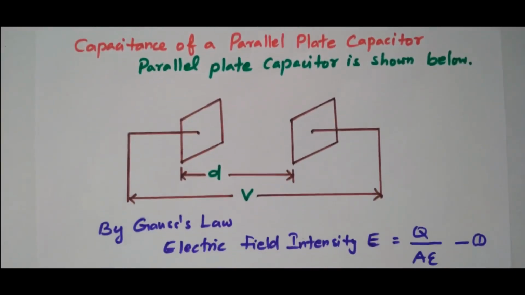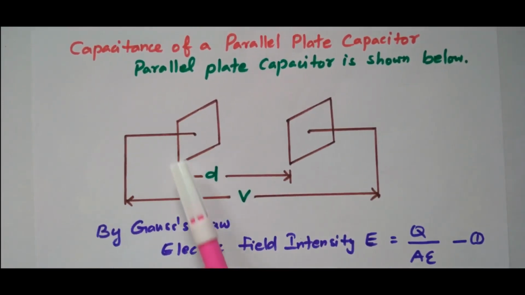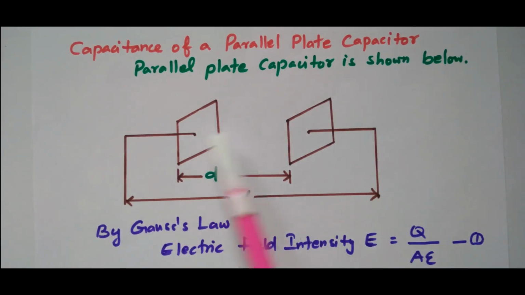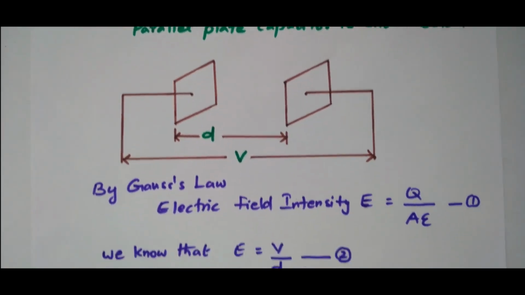This parallel plate capacitor is shown in the diagram. Two plates are available, plate 1 and plate 2, placed parallel. The dielectric is available in between the parallel plates. V is the applied voltage between the parallel plates and the distance between these two plates is d meters. Here the dielectric material is available. So first we will see the derivation.